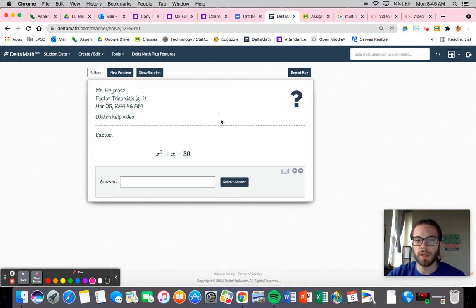Just as a quick reminder, the general form or the standard form for a quadratic trinomial will be the following: ax squared plus bx plus c. Your quadratic term, your x squared term, will have a coefficient of a. We're going to look at situations where a is 1 because that makes our life easier.